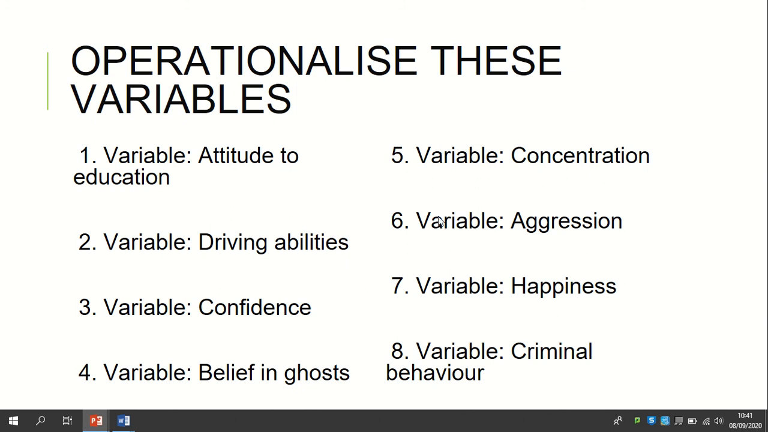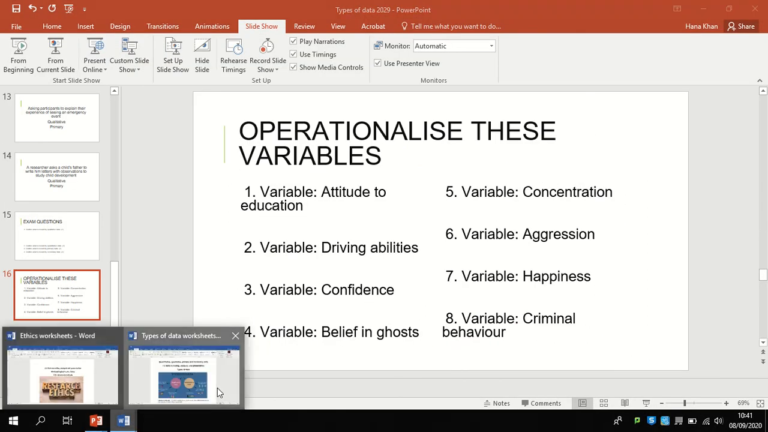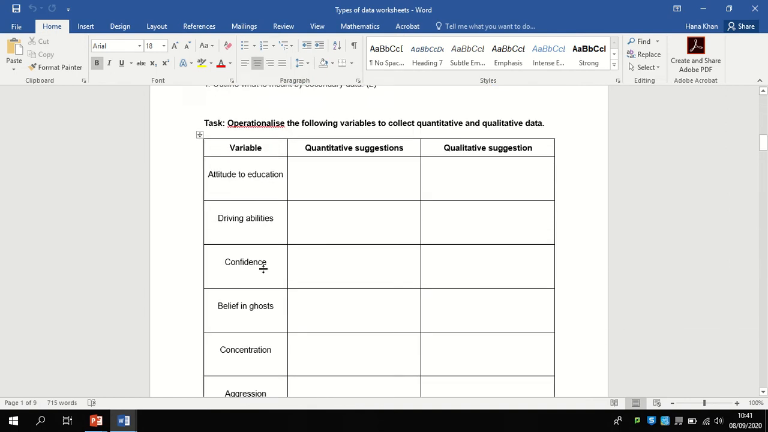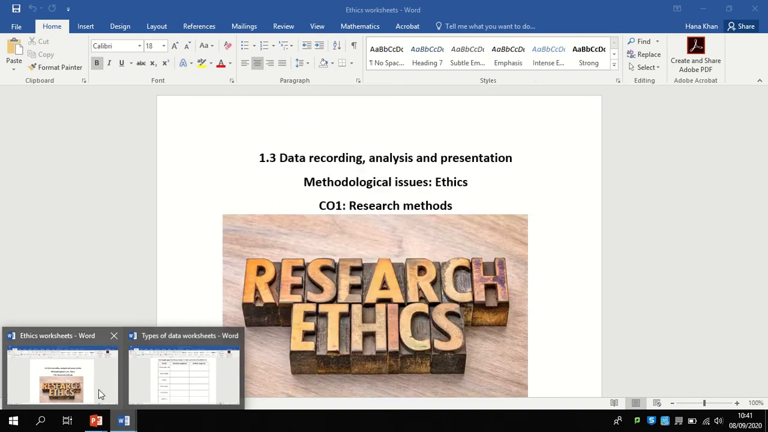So what I'd like you to do is in your booklets, so let me just get out of here, in your data booklets, you'll see it says operationalize the following variables to collect quantitative and qualitative data. And it's the same here in the PowerPoint.